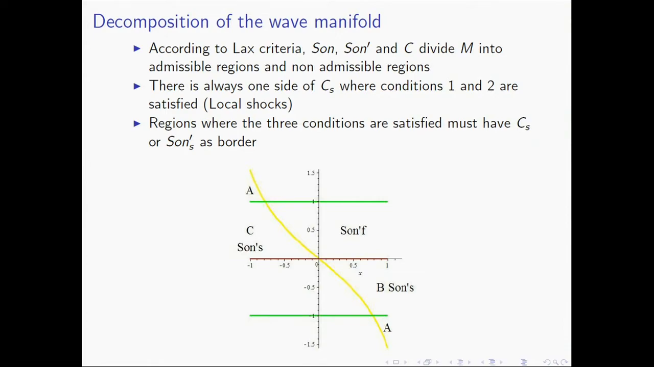Sonic shocks or sonic left shocks are between two vertical straight lines in the characteristic in the wave manifold, represented here by these two green lines in this schematic picture. Then we have only sonic shocks in this region.